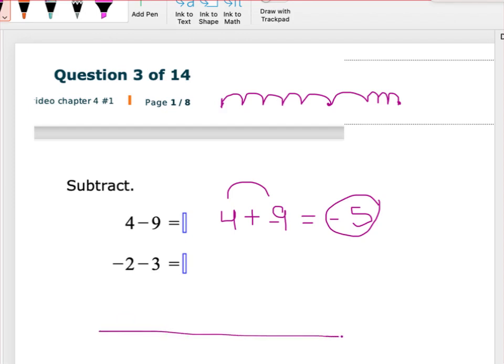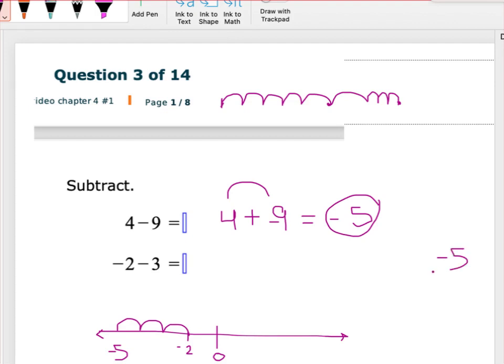-2, let's just look at this on the number line. Okay, so here's 0. And here is -2. And then we're going backwards 3 more steps. 1, 2, 3. We would wind up at -5. Okay, so -5 is the answer.